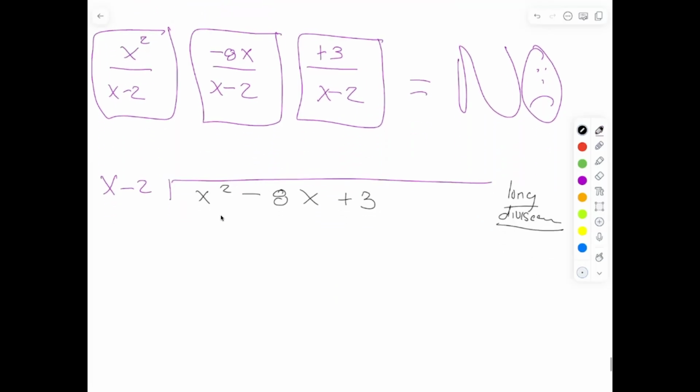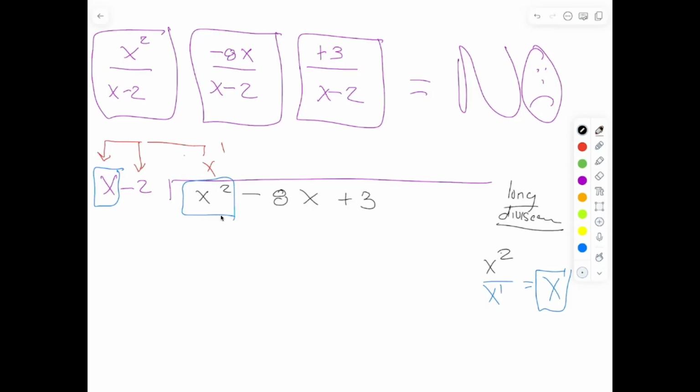But remember what I said earlier. You're going to look at this value here, and that value is going to get divided by what? By this x. Right? So what am I going to get here? I'm going to get x, right? Because x squared divided by x is x to the first power. So I'm going to put that here. Now I'm going to take this x and multiply it times this x and times the negative 2.